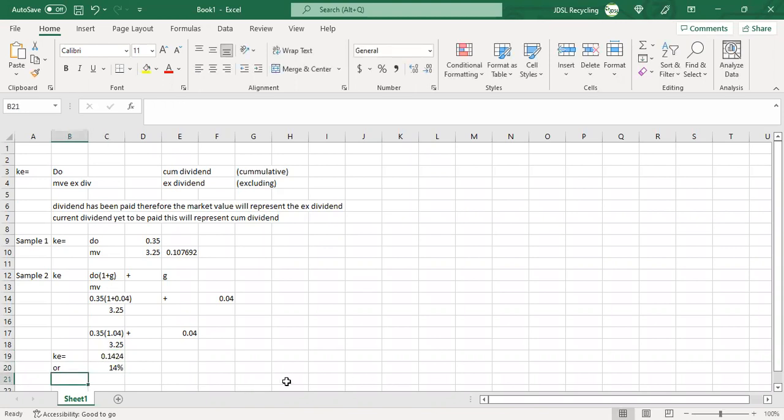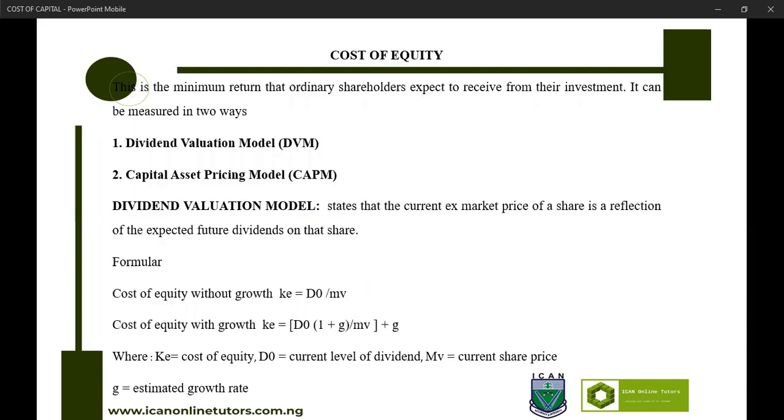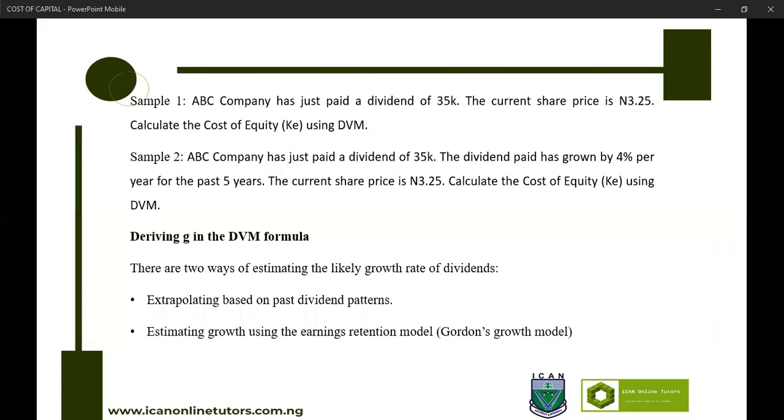Are we together, please? Let us move on. We are still on the cost of equity using the dividend valuation method. Before we go too far, we have 2 ways to determine our cost of equity: either with the use of the dividend valuation model or the capital asset pricing model. We are still on the dividend valuation model, DVM. In calculating our cost of equity, it is either with growth or without growth, and we've illustrated both.